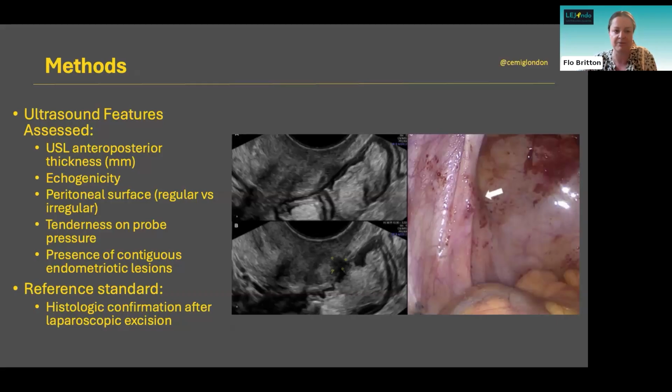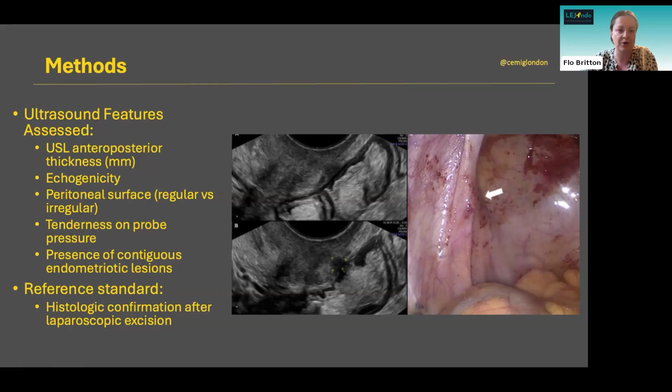So the transvaginal probe was put into the anterior fornix, transverse plane, and then taken laterally to then measure the uterosacrals on both sides at the level of the cervical canal. You can see this here in this ultrasound image. So looking at the left uterosacral ligament, you can see this hypoechogenic region here, and you can see the ultrasound calipers on there measuring the anterior posterior diameter.